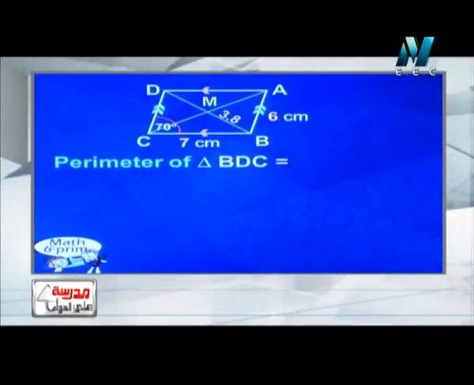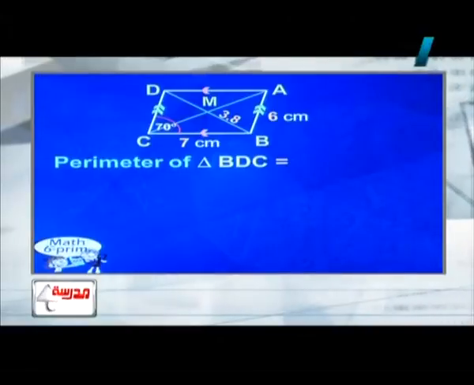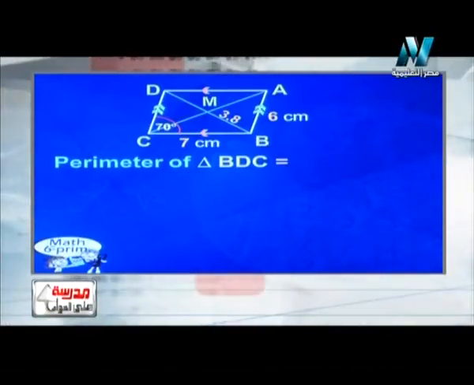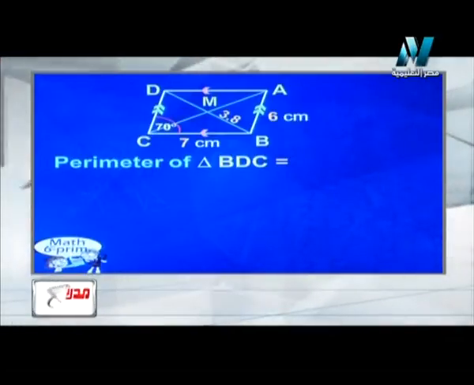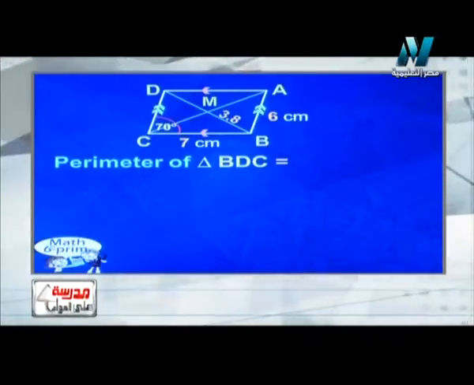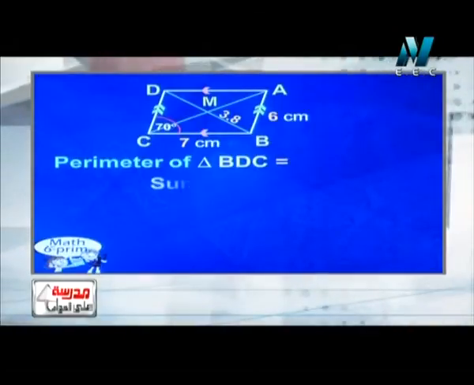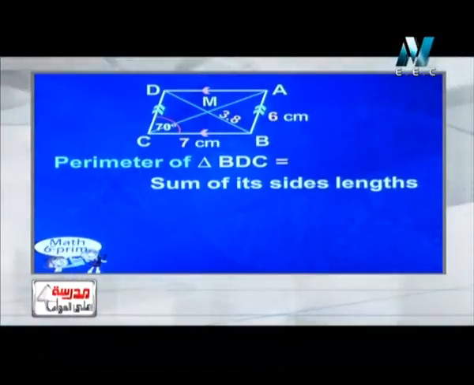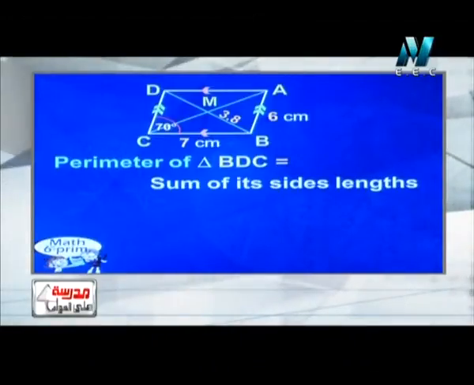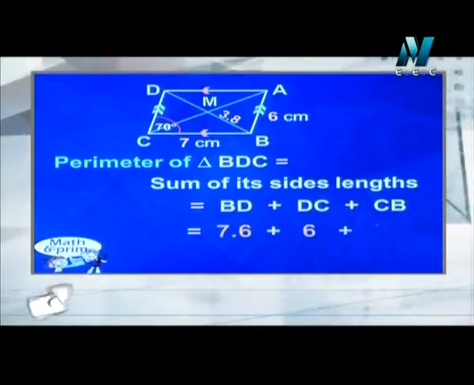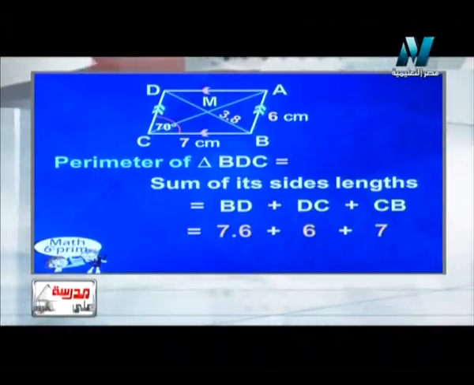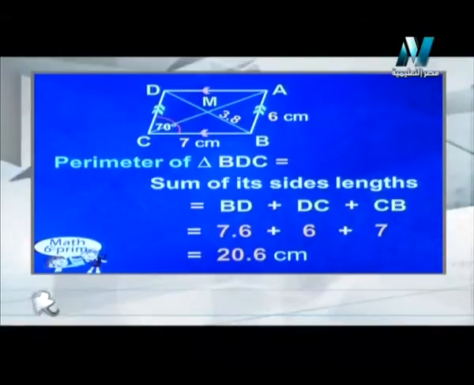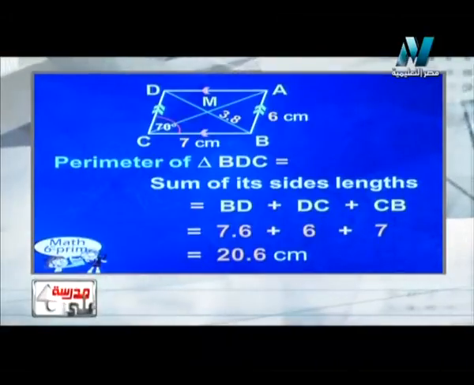As we said before, my dear students, don't forget: the perimeter of any shape equals the sum of its side lengths. The perimeter of the triangle ABDC is the sum of its side lengths, BD plus DC plus CB, 7.6 plus 6 plus 7. Just add them to get the result, 20.6 centimeters.